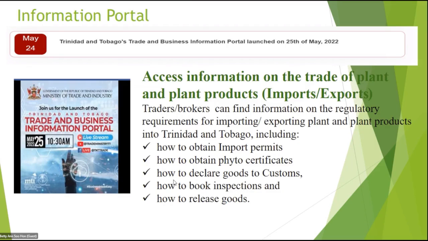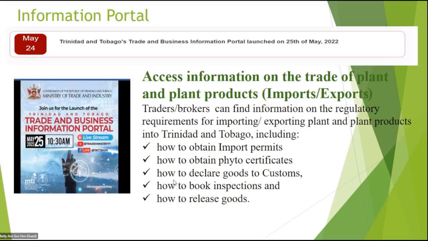I just want to say a little on the information portal, which was the Trade and Business Information Portal, which was launched on the 25th of May. This portal gives access to information on the trade of plants and plant products, imports and exports. Here, the trader or broker can find information on the regulatory requirements for importing or exporting plants and plant products into or out of Trinidad and Tobago. Some of the information is how to obtain an import permit, how to obtain a phytosanitary certificate, how to declare goods to customs, how to book inspections, how to release goods.